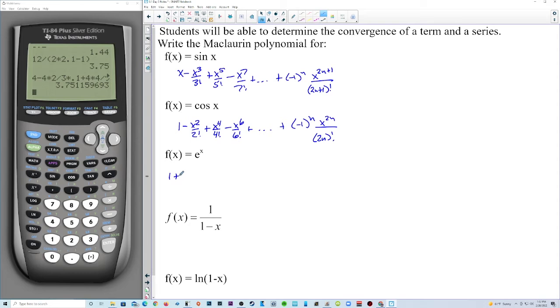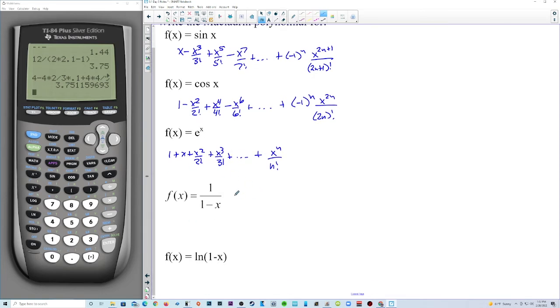e to the x is 1 plus x plus x squared over 2 factorial plus x to the 3rd over 3 factorial plus keep on going. So that's going to be plus x to the n over n factorial. This one's the power series. We got 1 plus x plus x squared plus x to the 3rd plus keep on going plus x to the n.